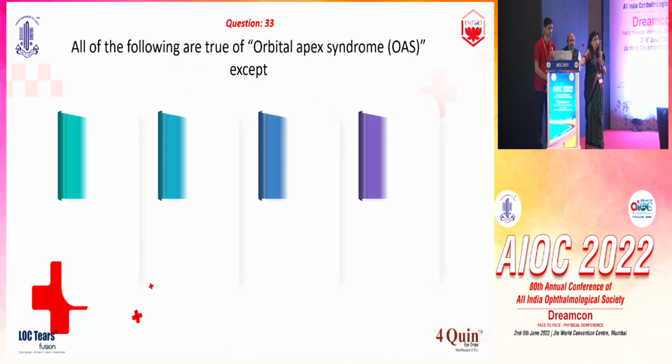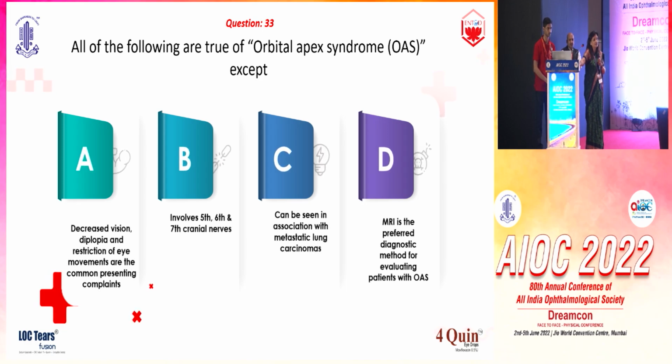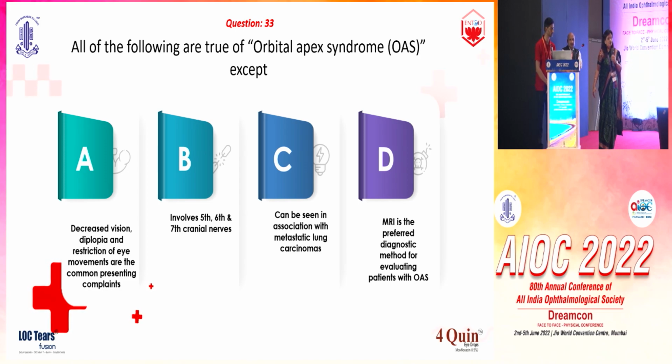All of the following are true of orbital apex syndrome. This is very simple, I think, except: decreased vision, diplopia, and restriction of eye movements are the common presenting complaints; involves 5th, 6th, 7th cranial nerves; can be seen in association with metastatic lung carcinomas; and MRI is the preferred diagnostic method for evaluating patients with orbital apex syndrome.